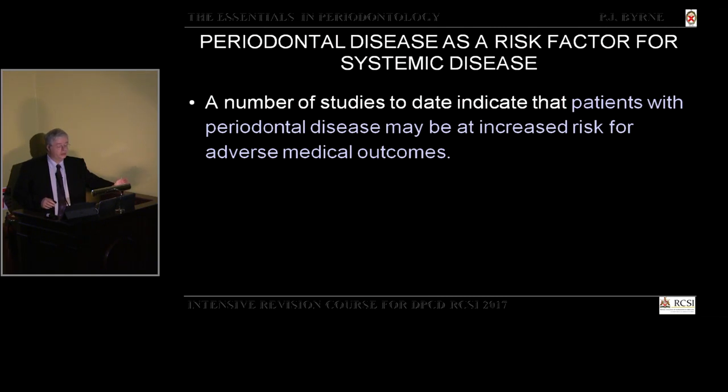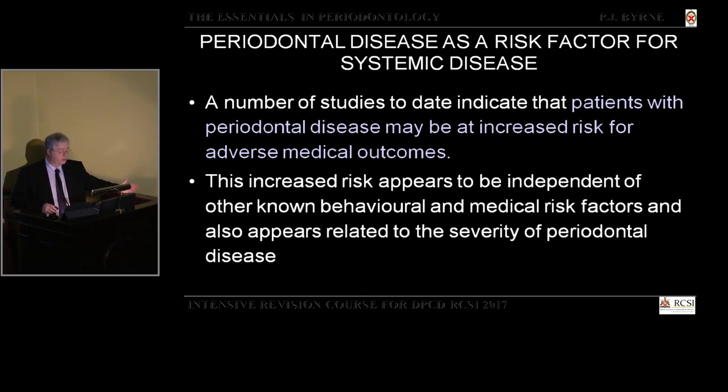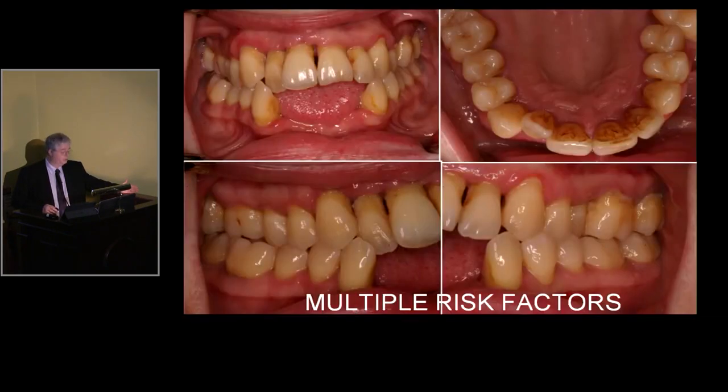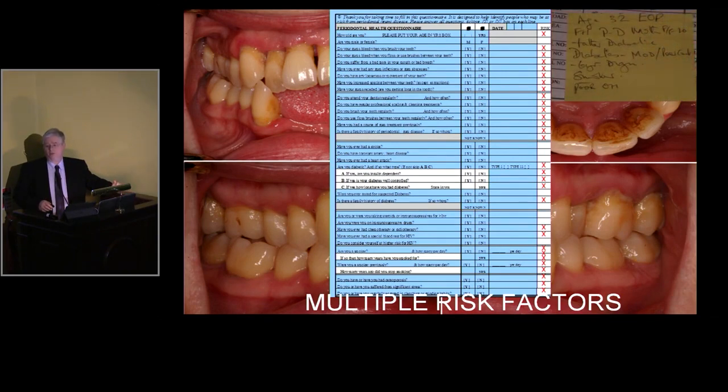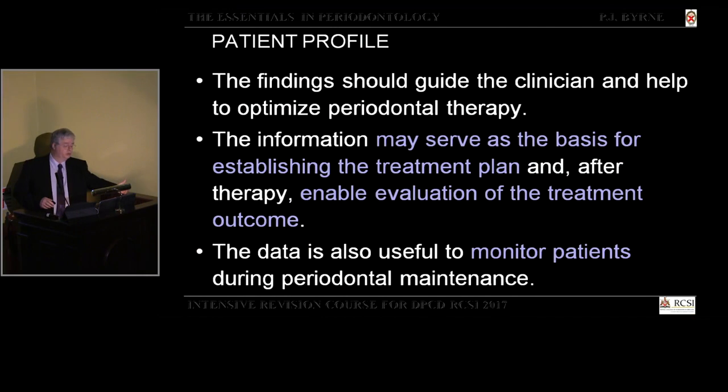A number of studies to date have indicated that patients with periodontal disease may be at increased risk for adverse medical outcomes, and that's something, of course, which is very important to people's general welfare. So as a result, the concept of identifying risk factors, risk profiling, is something we should engage in with our patients. And whether that's in a structured form like this one, which I've been using for over 20 years now, or you may choose to have it on a yellow post-it, but maybe try and go for something a little bit more formal. It's important you identify those factors for the patient because it also makes sense to the patient.